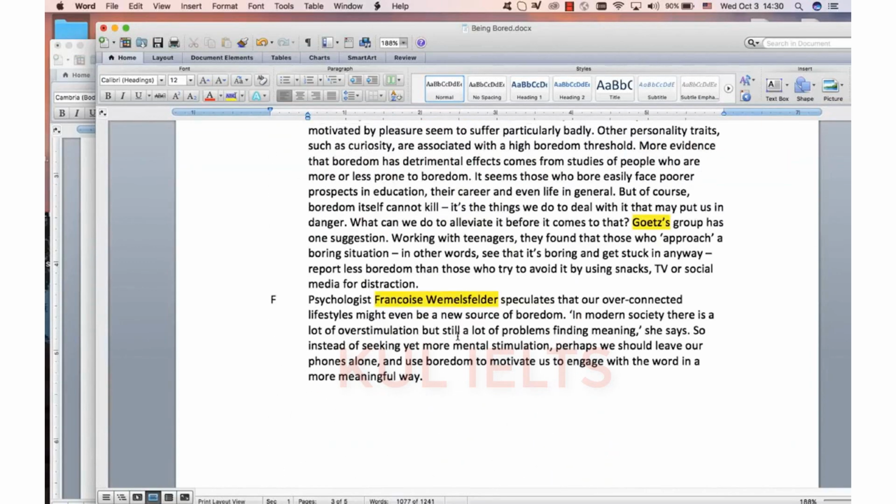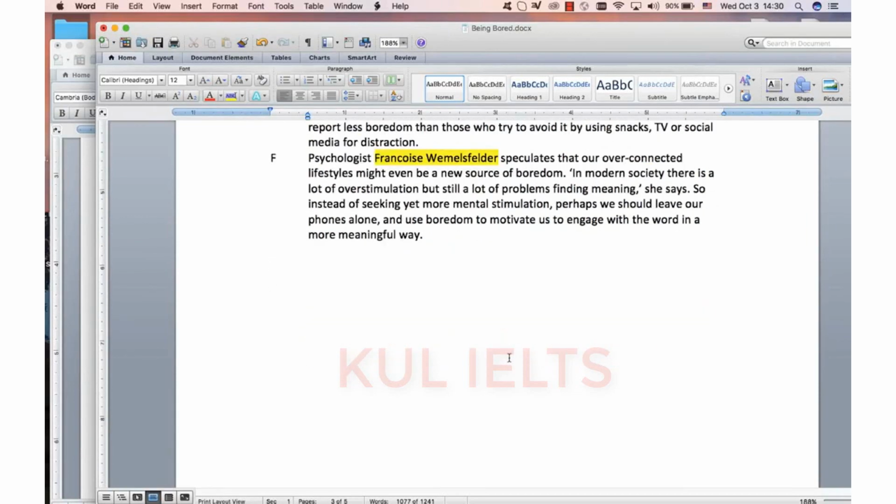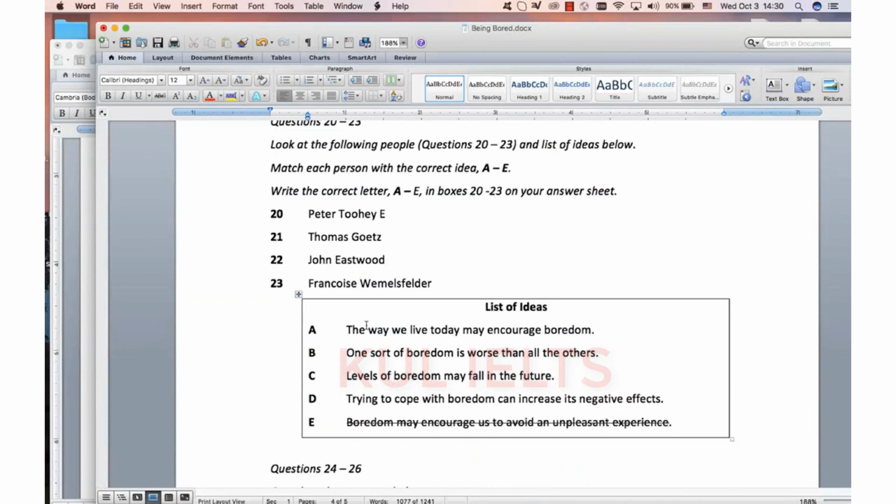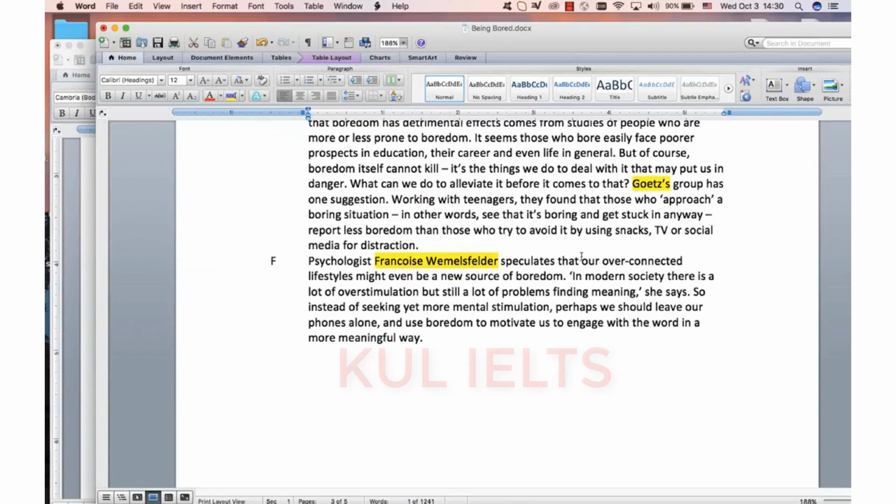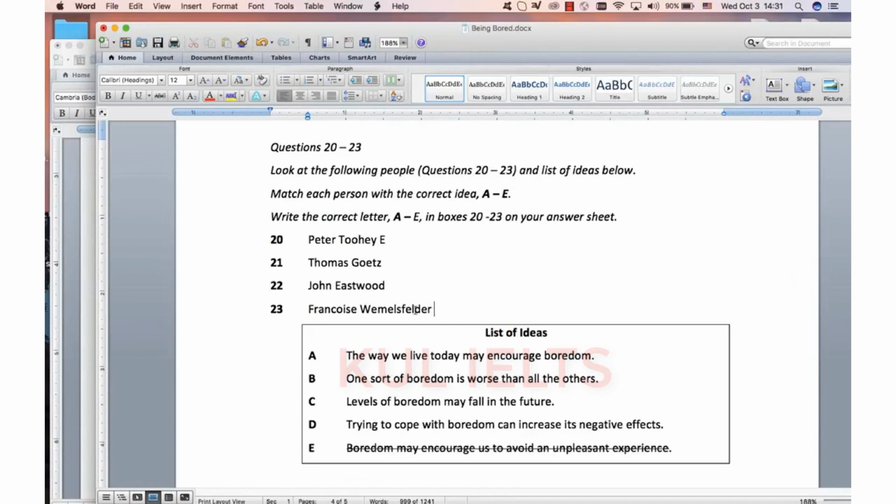Right, then we want to go to this one because he also didn't say a lot. In our modern society, a lot of overstimulation. Instead of seeking more stimulation, leave our phones alone, use boredom to motivate us to engage with the world. The way we live today may encourage boredom? Yes, modern society. Worse than the others? No. This is a trick. There's nothing about the future and that they may fall. Increase negative effects? No. So the key lies in this word. The way we live today may encourage boredom. Our over-connected lifestyles might be a new source of boredom. So Wemmelsfelder is A. Great.